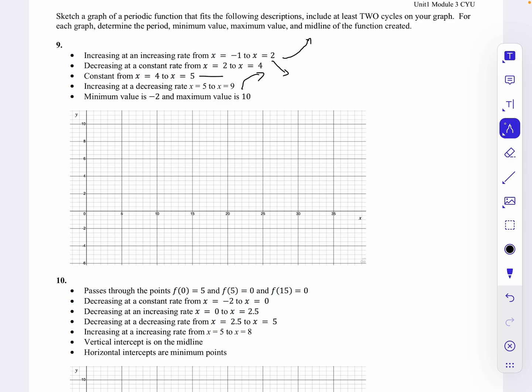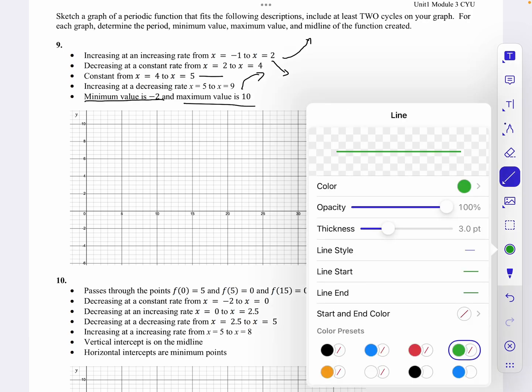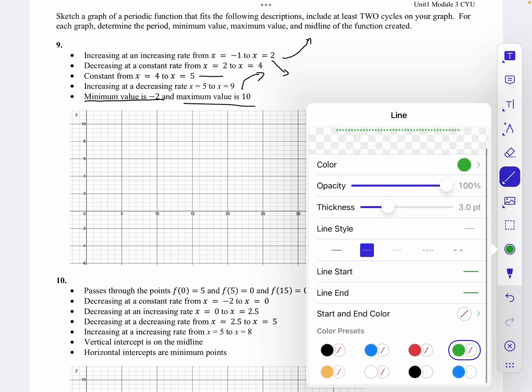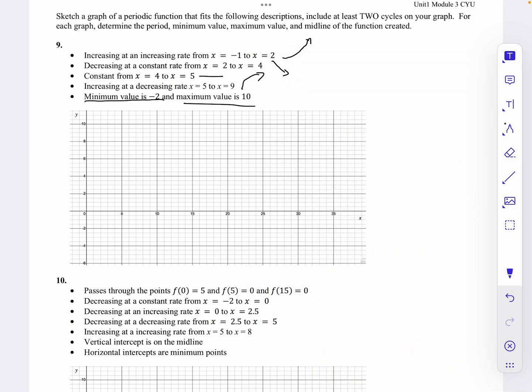And then on top of that, we're given the minimum value and the maximum value. So I'm actually going to start with those. What I like to do is create some guides on my graph to help me know where I need to put stuff, and then I'll fill in my lines as needed. So I know -2 is the lowest point on my graph, and I know that 10 is the highest point. I like filling in those values because I know everything should fall between those points. It's a periodic function. It's going to repeat. We're never going to get above and we're never going to get below that.